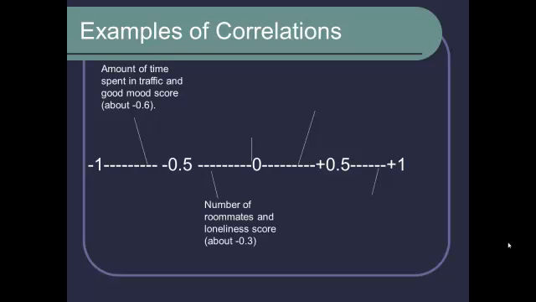At about -0.3 is the relationship between the number of roommates you have and your loneliness score. This is a smaller correlation, but it's not 0, so the fewer roommates you have, the more loneliness a person would have. An example of a non-relationship would be the number of hamburgers eaten and a score on a math test. These are correlated at about 0, which means that they're not related.